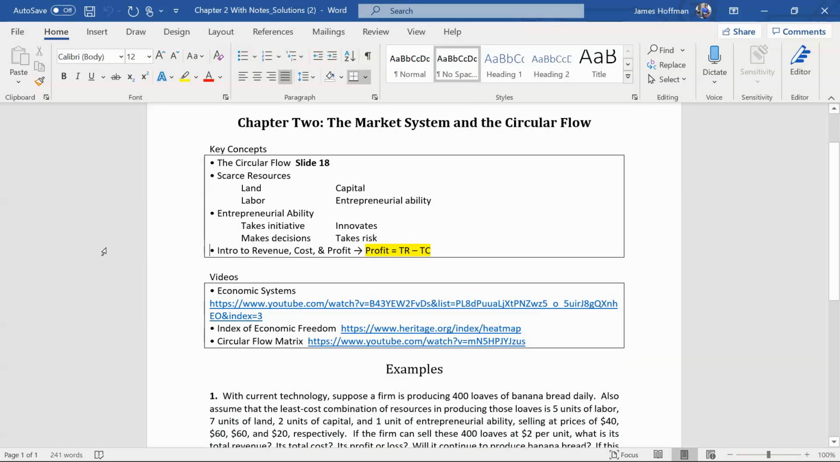Okay, and the last key concept in chapter 2 is an intro to revenue, cost, and profit, or just a simple definition of profit. Profit, in general terms, is the revenue the firm receives minus the cost of production. So profit is revenue minus cost, or total revenue minus total cost.